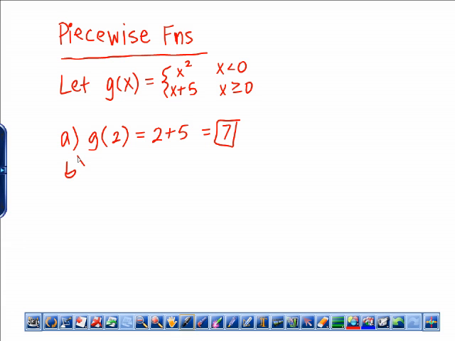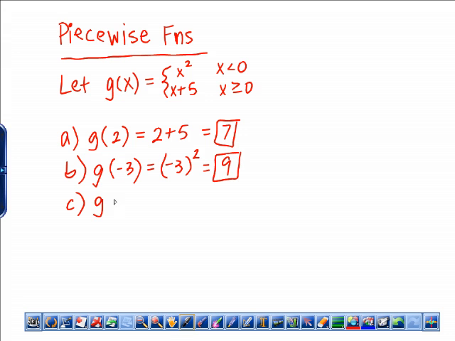All right, let's say I gave you g of negative 3. Well, then that number is less than 0, so you'd use the first one. So you'd have negative 3 squared. Now remember, when you're squaring a negative number, you square everything, so you get 9. Let's do one more. Let's do g of 0. Now this is where you have to look closely at the inequality, and then this tells me that 0 would be included with the second one, so 0 plus 5 is 5.